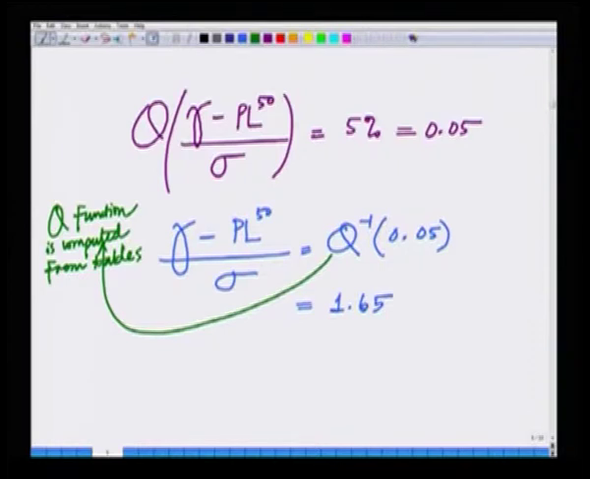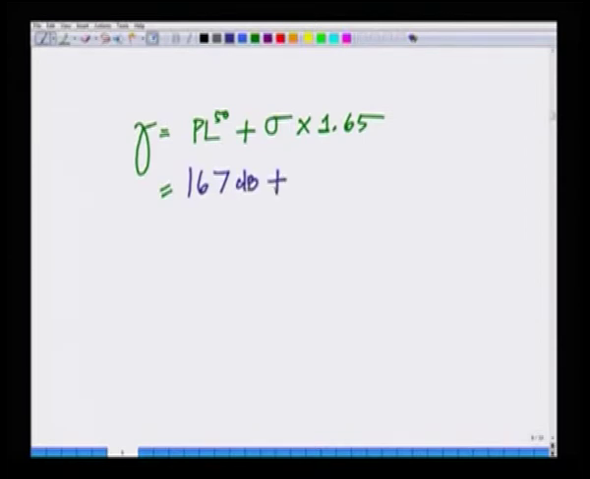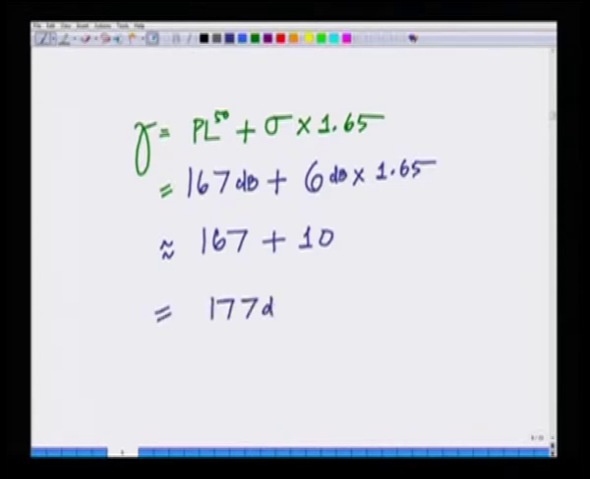Hence, from this expression we can also write that gamma equals the 50th percentile path loss plus sigma times 1.65. We know both these quantities. The 50th percentile path loss is 167 dB, plus sigma is given as 6 dB. So, this is 6 dB times 1.65, which is approximately 167 plus 10, which is equal to 177 dB.